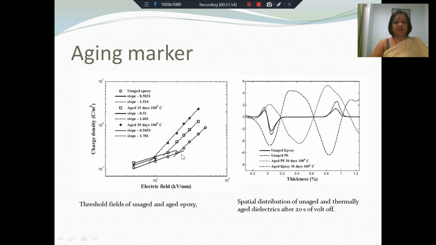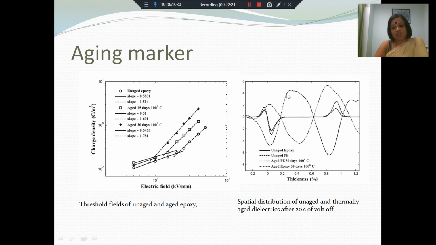So what you see here is after 15 days aging, the threshold field has decreased. And in this case, after 30 days aging, the threshold field has decreased considerably. So that means with aging, the material is increasing its propensity for space charge trapping. It will allow space charge accumulation to happen at lower fields, and therefore it will be more vulnerable to aging.